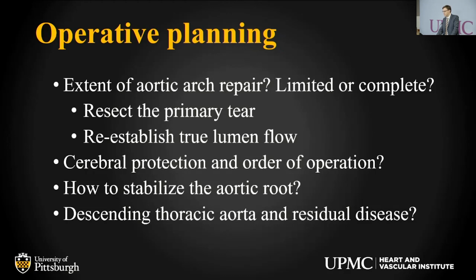However, what should be the extent of her aortic arch repair? Should it be a limited or a complete repair? All with the goals of resecting the primary tear, and reestablishing true lumen flow in order to mitigate any branch vessel malperfusion. Given that planned repair, how are we going to protect the brain, and what will be the order of operation? How will we stabilize the aortic root if there's any pathology there? And should we intervene on the descending thoracic aorta in anticipation of any residual disease?